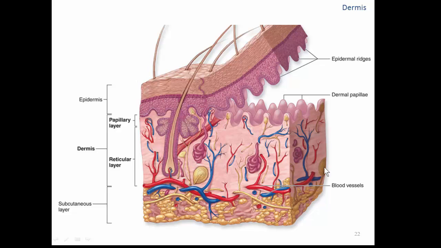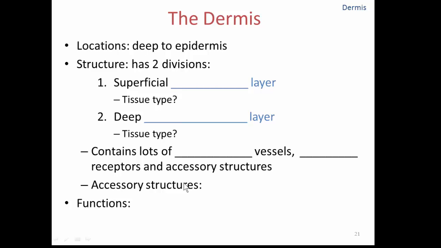Most of the dermis, though, is made of this reticular layer. Reticular in Latin means net-like, and when we look at it under the microscope, it does have sort of a net-like appearance. The type of tissue found there, though, is dense, irregular connective tissue. The dermis contains lots of blood vessels, lots of sensory receptors, and lots of accessory structures.